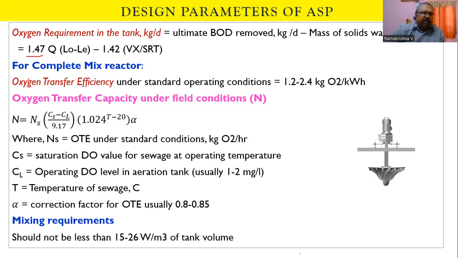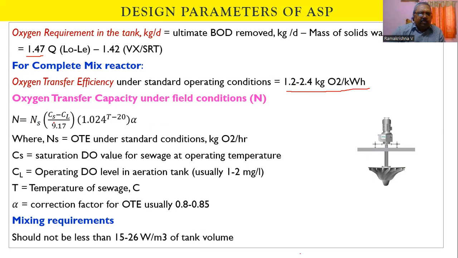For a complete mixed reactor, how much oxygen is required and how many aerators we have to keep in the tank is based on the oxygen transfer efficiency of the aerators. Usually in operating conditions, 1.2 to 2.4 kilograms of oxygen per kilowatt hour is the oxygen transfer efficiency. But we still have a standard formula to calculate the oxygen transfer capacity under field conditions.